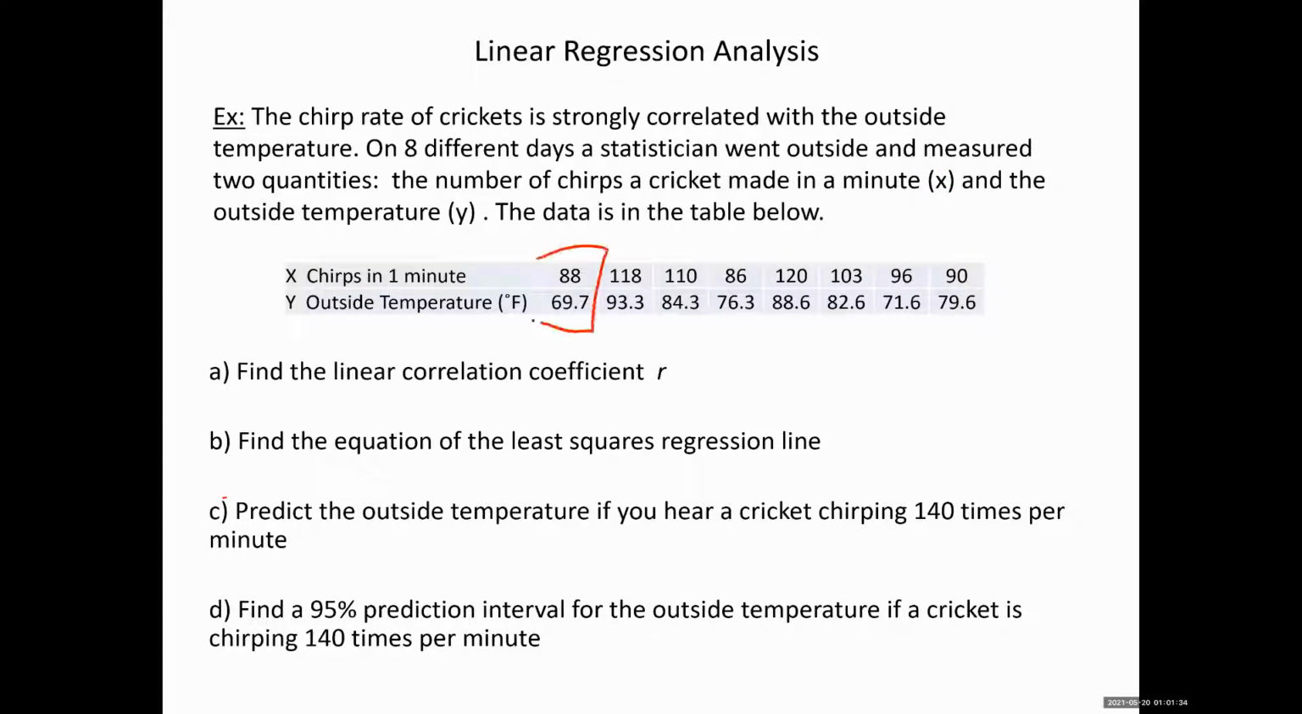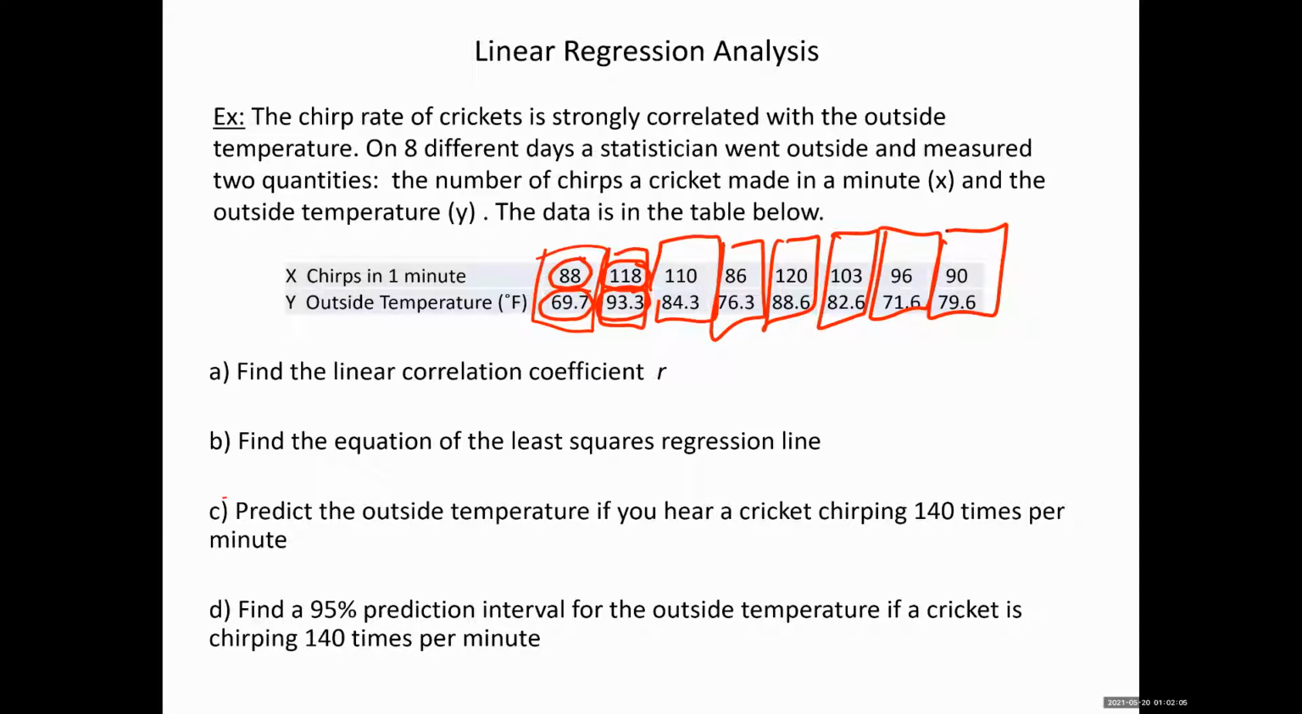So if you look over here, this is on 1 day. The statistician went outside, heard a cricket chirping 88 times a minute, and then measured the temperature. So he measured 2 things. The temperature outside was 69.7 degrees Fahrenheit. Then on a different day, the statistician went outside and heard a cricket chirping 118 times a minute, and the temperature outside was 93.3 degrees. We have 8 pairs of numbers for the 8 days the statistician went outside. So every day he went outside and got 2 numbers.